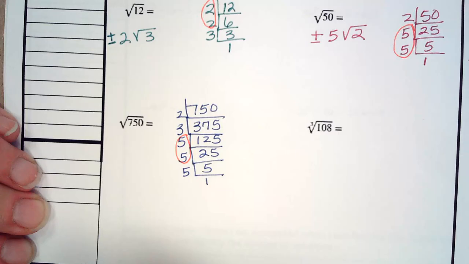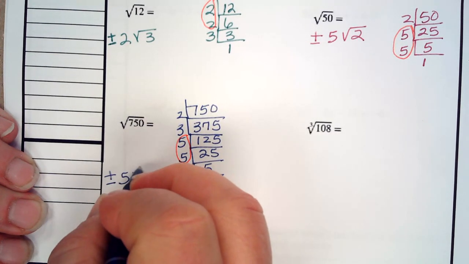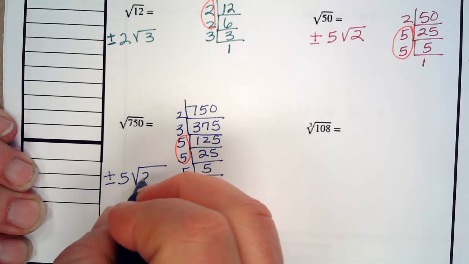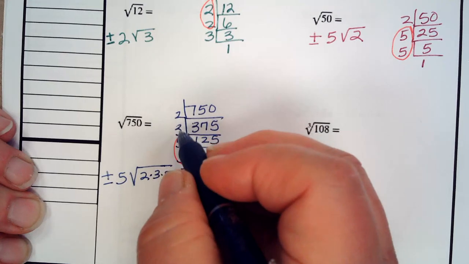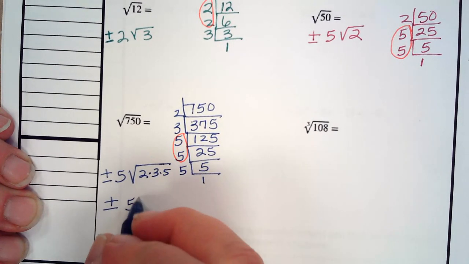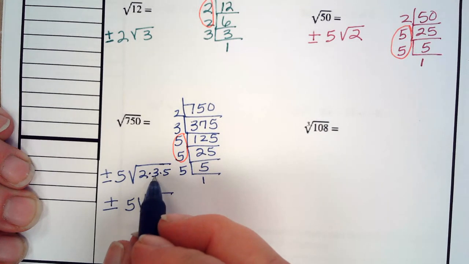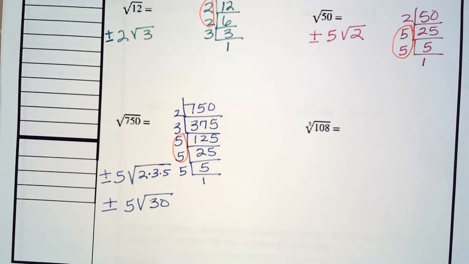So this is equal to positive or negative 5 square root of 2 times 3 times 5. Positive or negative 5 square root of 2 times 3 is 6, times 5 is 30. And I am done.